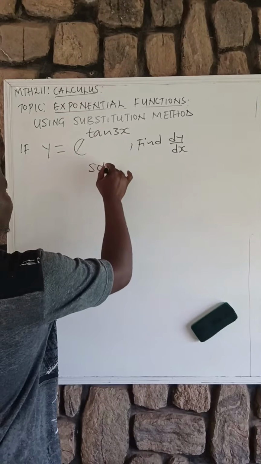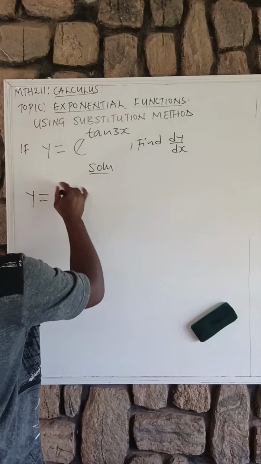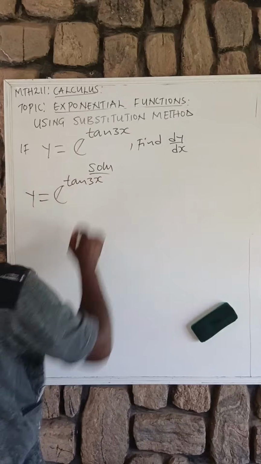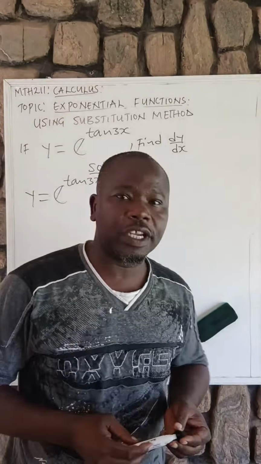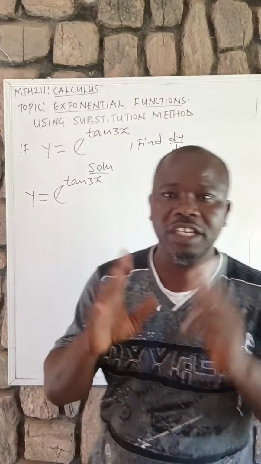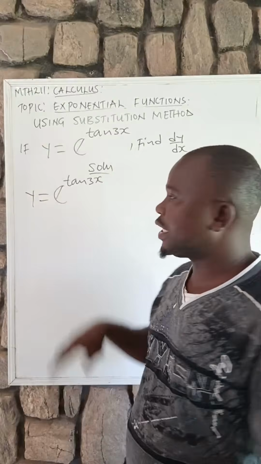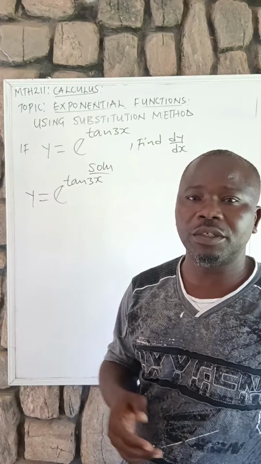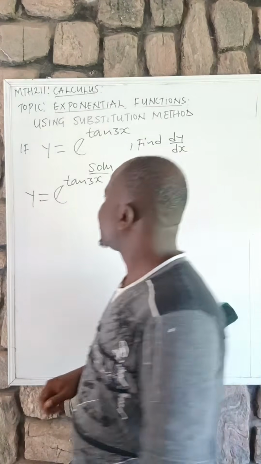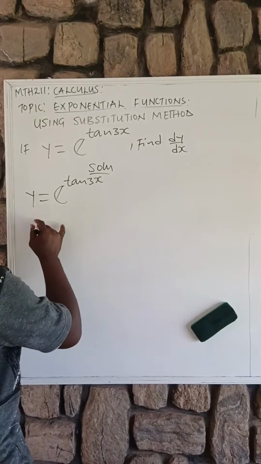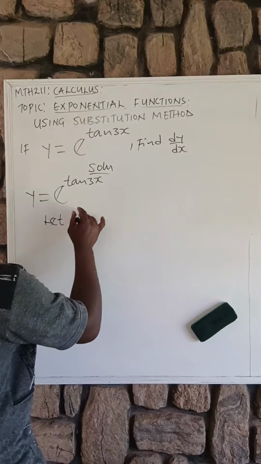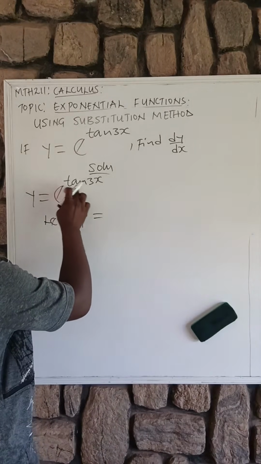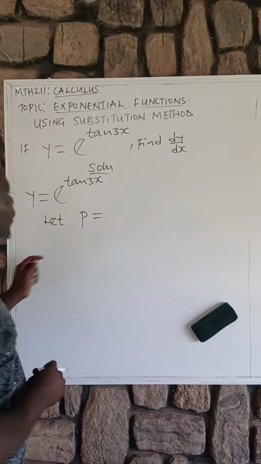We write the solution. y is equal to exponential tan 3x. What I will tell you is to go back to your chain rule. Is that clear? It's the same approach that we are going to use if you can remember your chain rule. So we'll now see. Let any alphabet, either P or U, be equal to what is on top of the exponential.